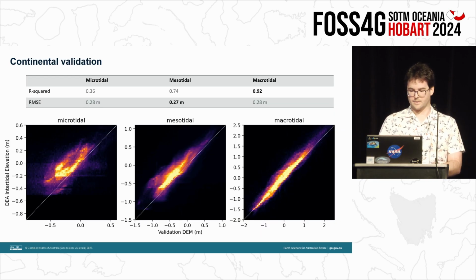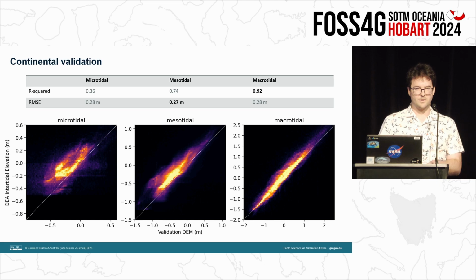So validation results, what we find is that the accuracy of the model is actually pretty consistent across different tidal environments. So we generally can pick up elevation to about 30 centimeters. Obviously that means that if your tide range is only a meter, 30 centimeters accuracy is pretty terrible. So that's the left example.